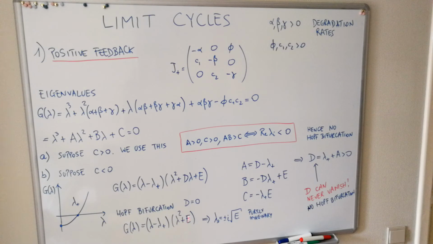In the case d equal to 0, the roots are precisely plus or minus i square root of e. Then in this case, we will have a Hopf bifurcation, therefore the Hopf bifurcation must happen only when d is equal to 0. But we have proven here that d can never vanish because it's the sum of lambda plus and A. Therefore, also in the case when C is smaller than 0, there cannot be Hopf bifurcation. The conclusion is therefore that this case 1 of positive feedback can never show any Hopf bifurcation.